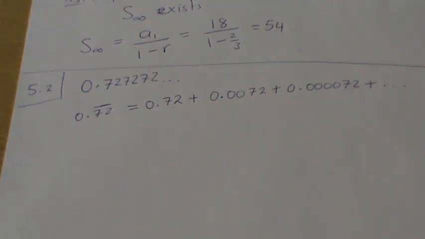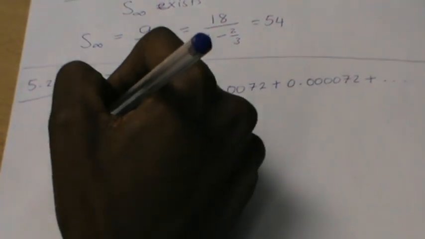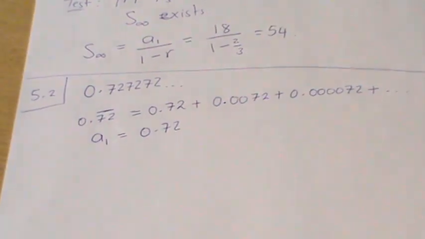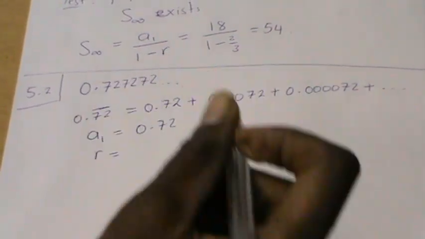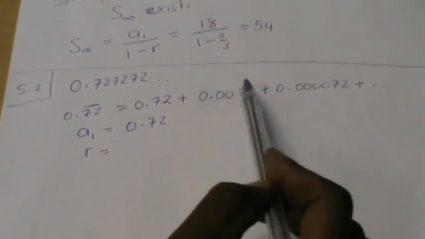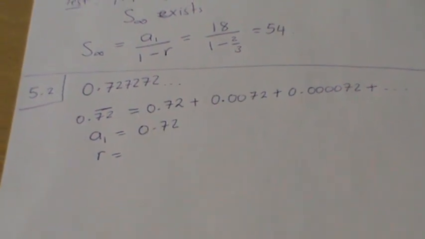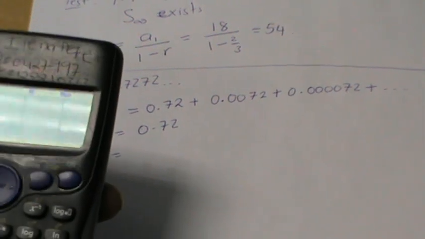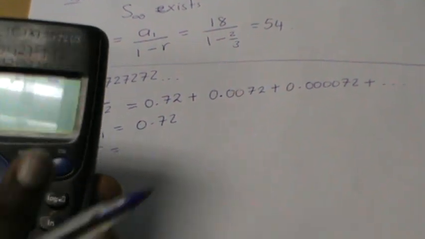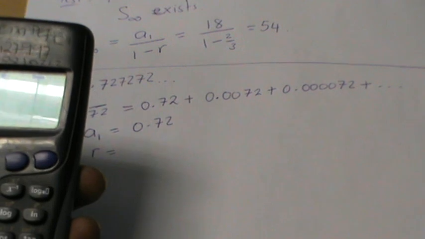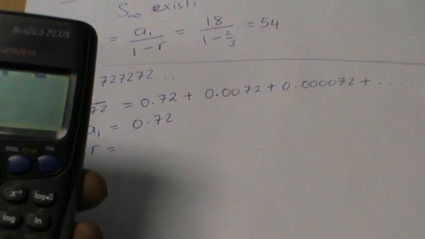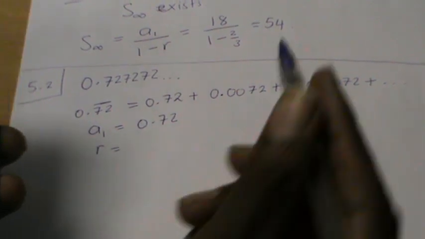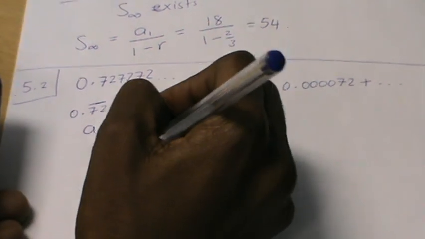Okay, so this is a geometric series, so I take note of what my first term is. My first term is 0.72, and then what is r? R is the term that comes later divided by the one that comes before it. So I can do that on my calculator: 0.0072 divided by 0.72, and I get 1/100.